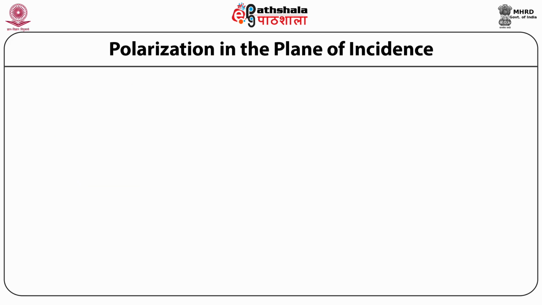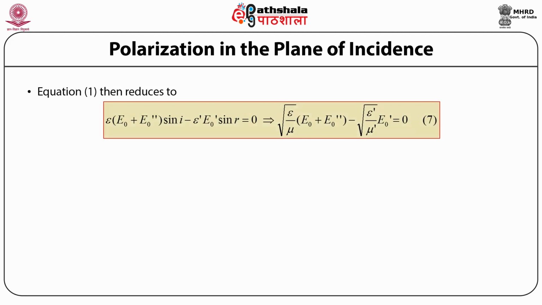Now, using the boundary conditions that we had defined above, particularly equation 1, which defined the boundary condition of the electric displacement vector, which said that the normal component of the electric displacement vector is continuous, we can write down that equation in terms of the relations that we've defined above as epsilon times (the amplitude of the electric field of the incident wave plus the amplitude of the electric field of the reflected wave) times sine of the angle of incidence, minus epsilon prime times the amplitude of the electric field of the refracted wave times sine of the angle of refraction, is equal to 0.